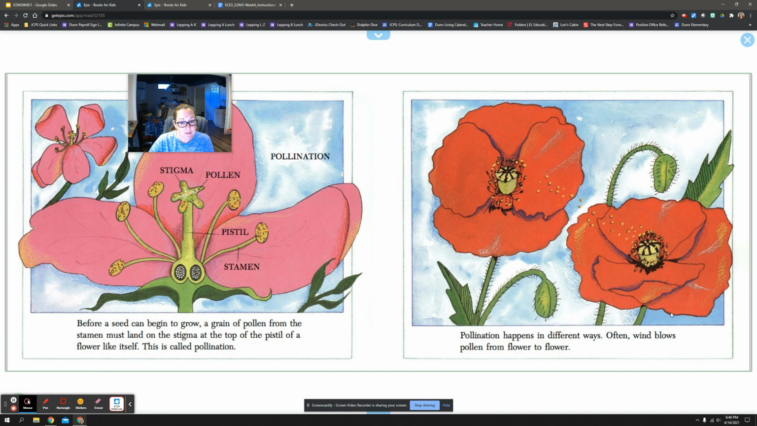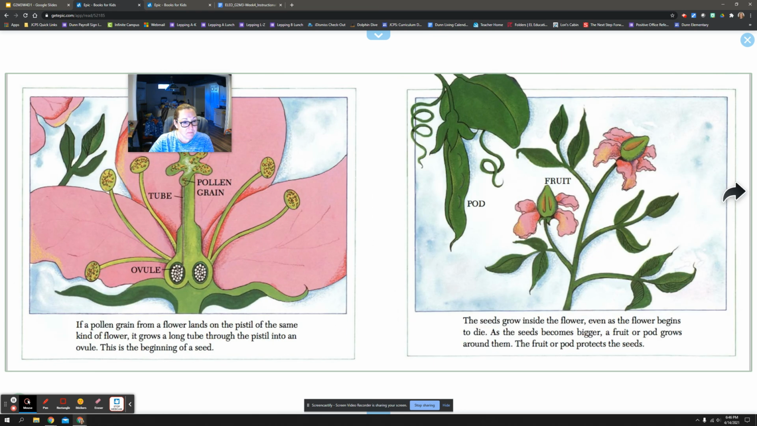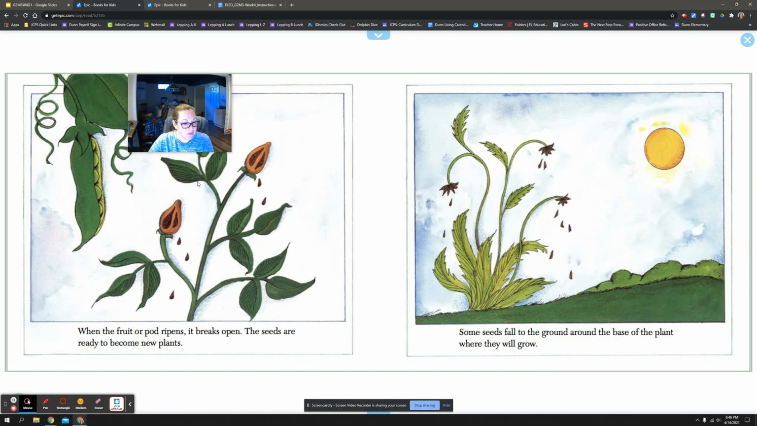Now, we learned that sometimes wind can do it. Sometimes insects or birds can move it. And then when that pollen lands on the pistil of the same kind of flower, that's the beginning of a seed that grows into the fruit. And then when the fruit or pod ripens, it breaks open, and then the seeds are ready to become new plants. This was such an interesting book.